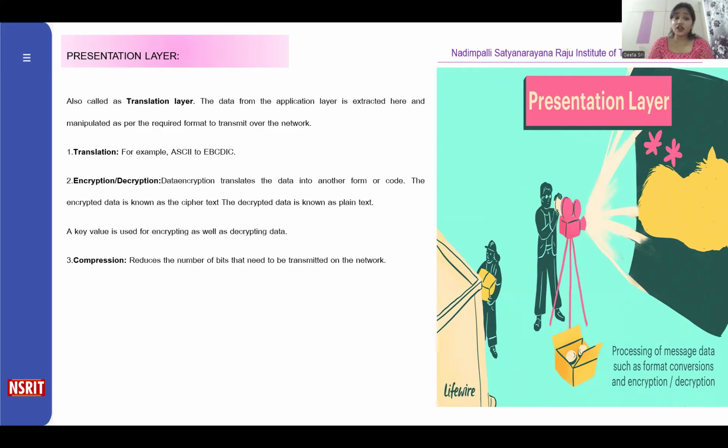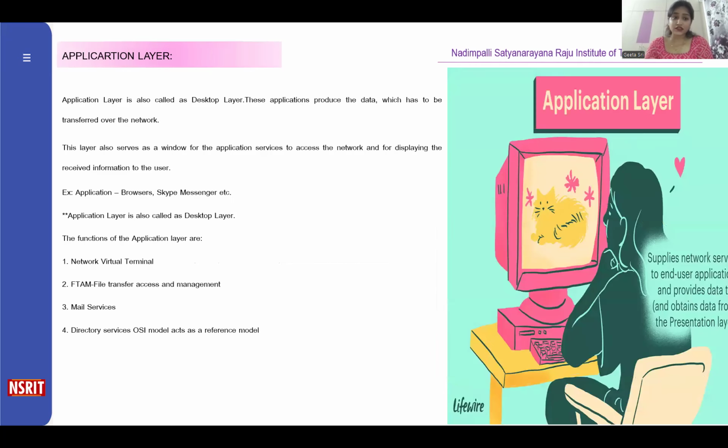Encryption and decryption: data encryption translates the data into another form of code. The encrypted data is known as ciphertext. The decrypted data is known as plain text. Compression also reduces the number of bits that need to be transmitted over the network. Next, the application layer is also called the desktop layer. These applications produce the data which has to be transferred.